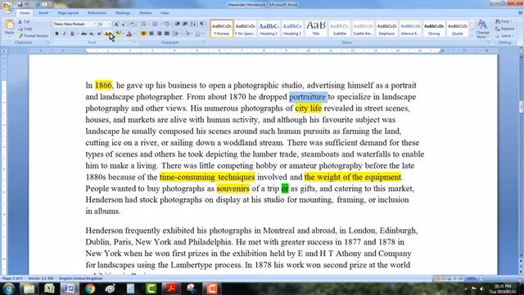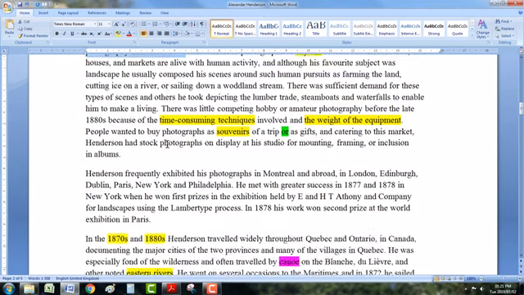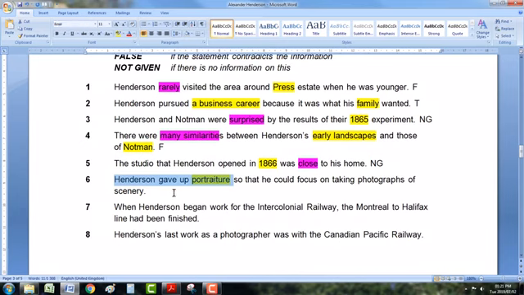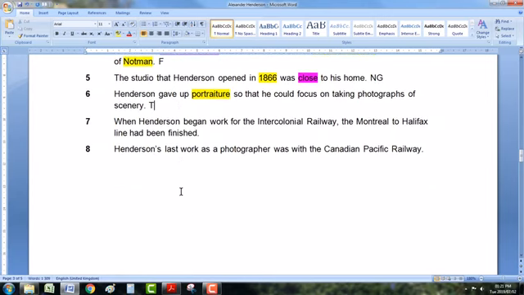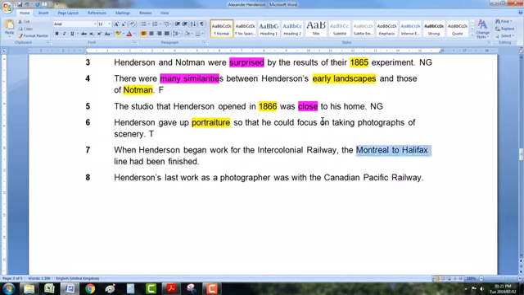So that was a little bit difficult, but you had to find portraiture. Why did he drop portraiture? To specialize in landscape photography. He gave up portraiture, he dropped portraiture so that he could focus, specialize on taking photographs of scenery, landscapes. Quite the same. It was just easy to miss portraiture, I think, because it was right there. Also true.